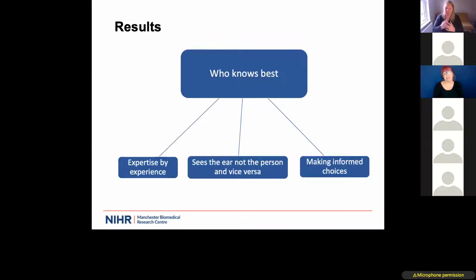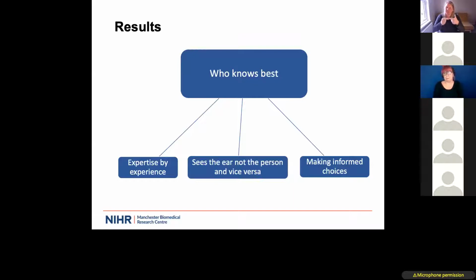Okay, so this is the second theme that was identified, and this is who knows best. This explored the contrast between culture and medicine. The first element here is expert by experience. These are individuals that wear hearing aids every day and have done for all their lives. So when they attend an audiology clinic, they don't feel that that's recognised by the professionals. They're made to feel small and that they're the problem, and the experts know better, and that's how they're perceived through attitude.